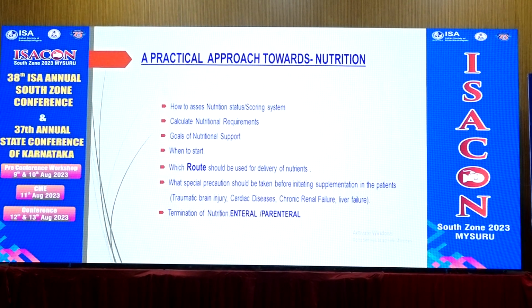Now, a practical approach towards nutrition: how should you practically approach a malnourished critical patient? First we have to assess nutrition status with a scoring system, calculate nutrition requirements, set goals of nutrition support, decide when to start and when to end, and which route to use, whether enteral, parenteral, or other. Especially, precautions have to be taken in diseased states like trauma, brain injury patients, cardiac disease and chronic renal failure.